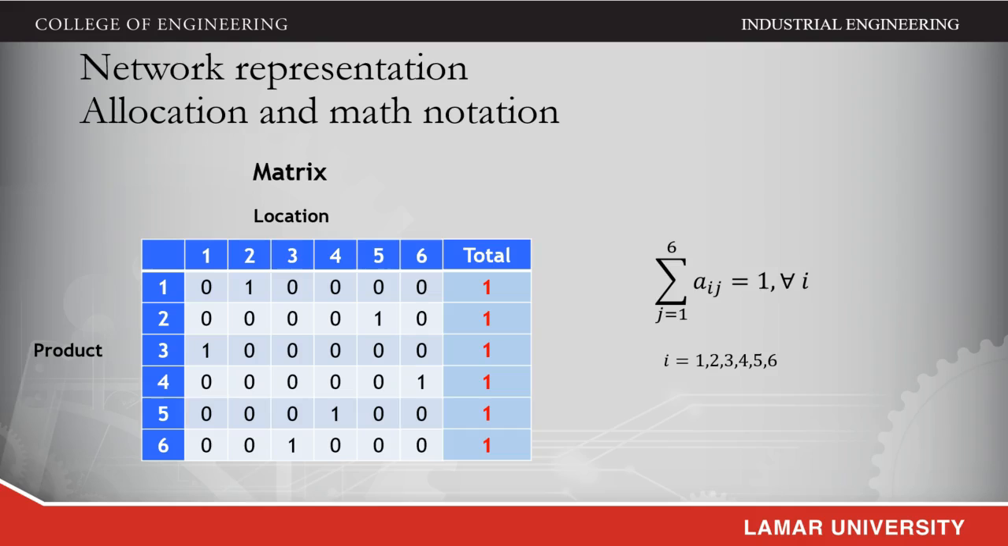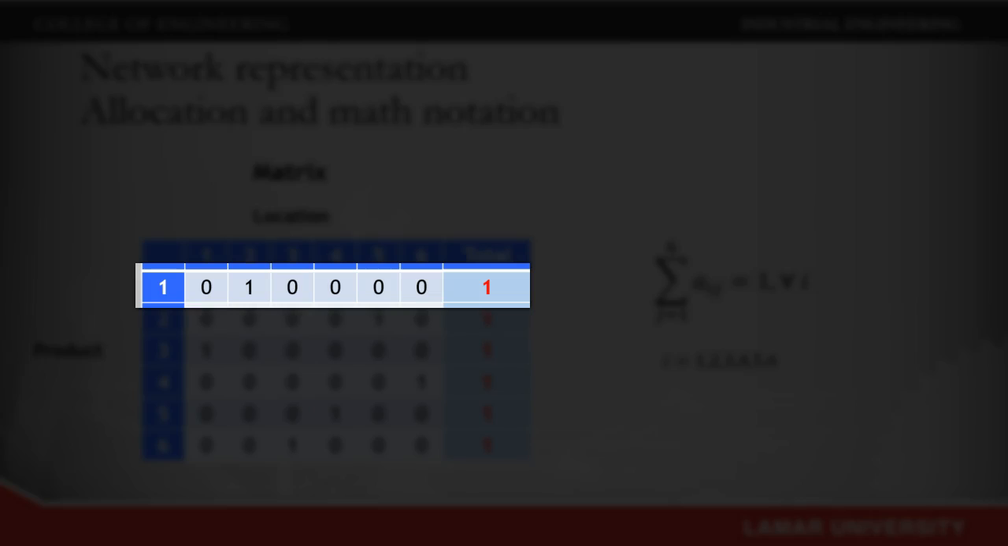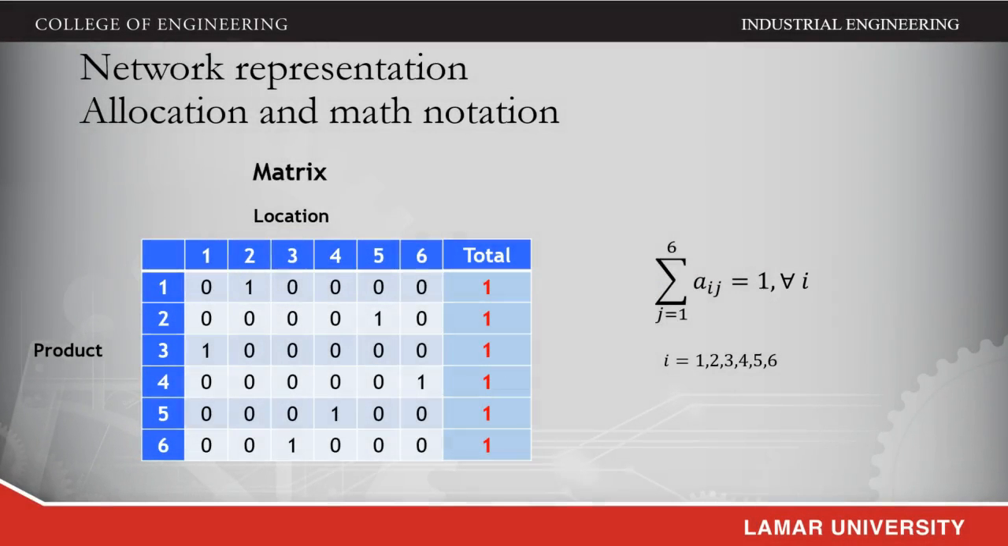That is, we fix temporarily the row i equals to 1 and add all the elements A11, A12, plus A13, plus A14, plus A15, plus A16. That total should be equal to 1. 1 represents that product i will be assigned to location j. Each product i should have 1 location j and vice versa. The symbol that looks like an inverted capital A is used to mean all i. That means that all rows will work the same way.